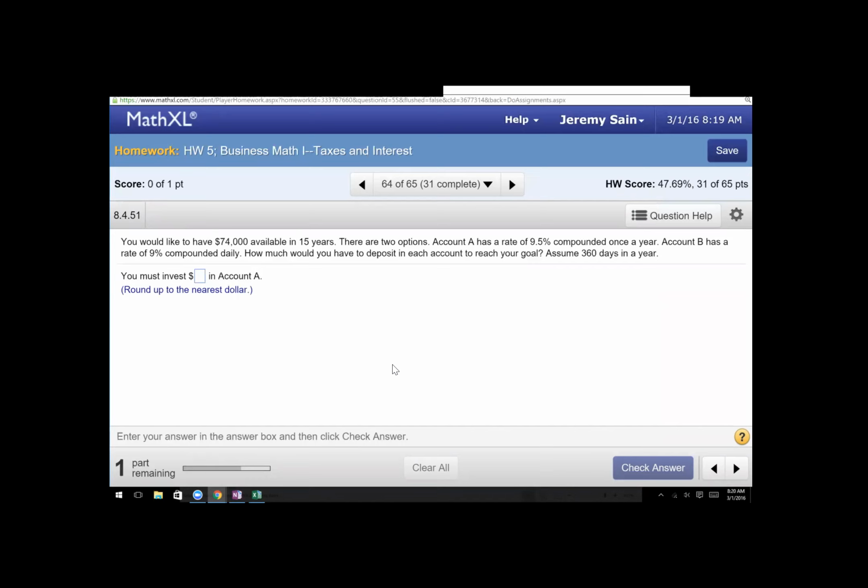So you would like to have $74,000 in 15 years. Account A has 9.5% once a year. B has 9% daily. How much will you have to deposit in each one to reach your goal? Assume 360 days in a year, which is what banks do. They go 360 instead of 365.